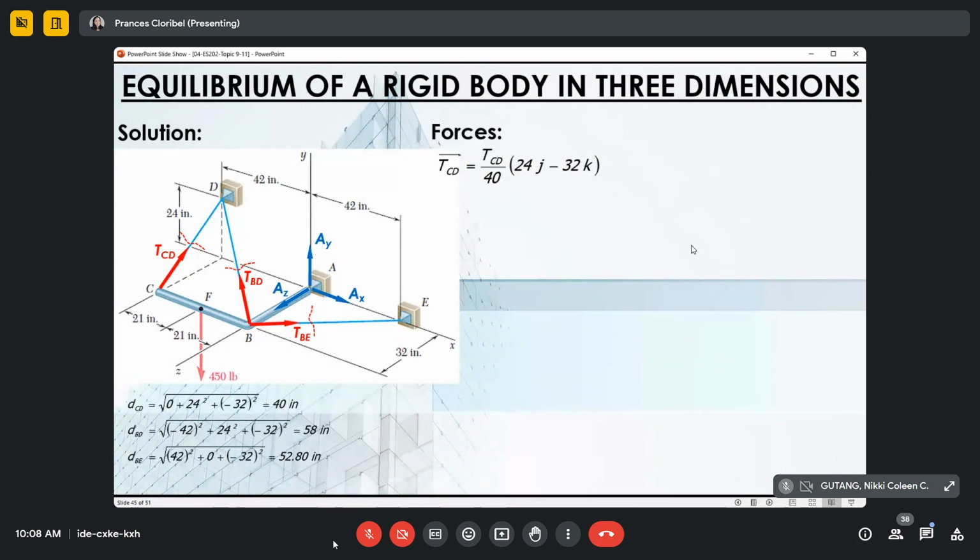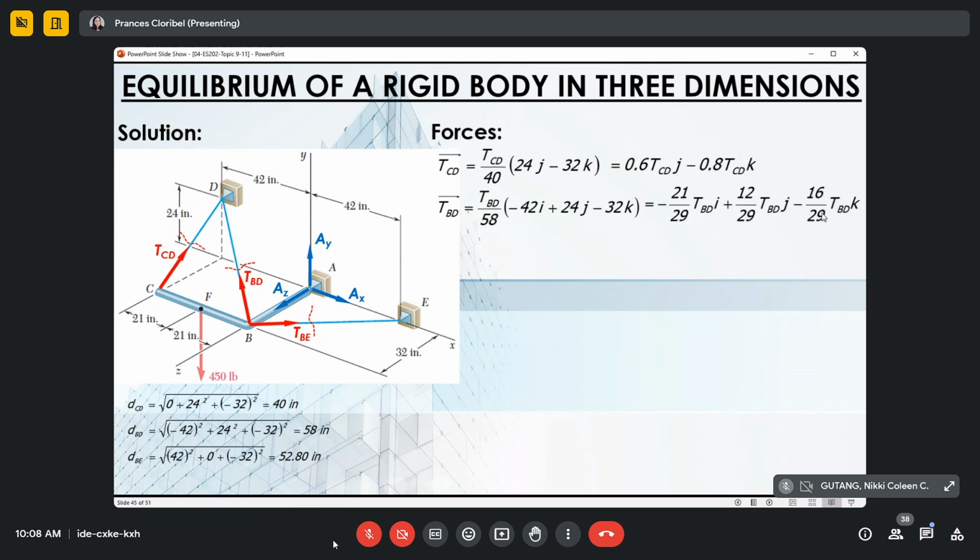Y and Z only. So, simplified, we have 0.60 CD j minus 0.80 CD k. For your tension BD, okay, simplified, we have this expression, our X component, Y component, Z component. Tension BE, okay, we have no Y, so i and k only. So we have X and Z components only, in terms of our magnitudes TCD, TBD, and TBE.